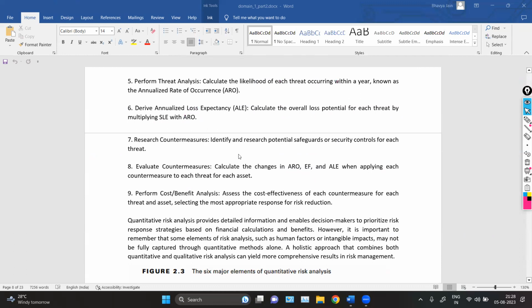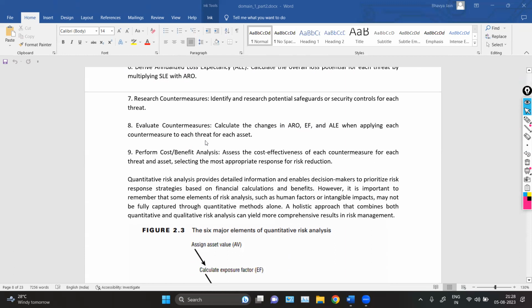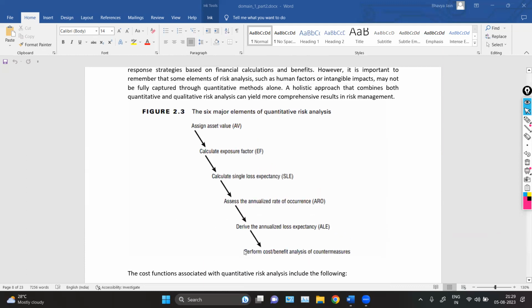Then we have research countermeasures, which we can research on the basis of the potential risk we have. Then evaluate countermeasures, then calculate the changes in the ARO, EF, and ALE when applying each countermeasure to each threat for each asset. So we don't have any formula for countermeasures. Whatever countermeasure we are applying, it should be cost effective. Then perform the cost benefit analysis. If the safeguard cost is less than the cost of the EV, then we can apply it, and if not, then we cannot apply it. So this is the hierarchy we have to perform.